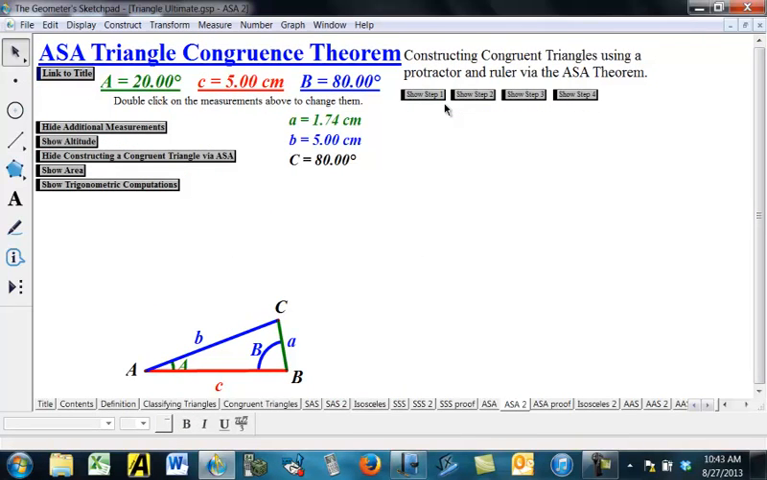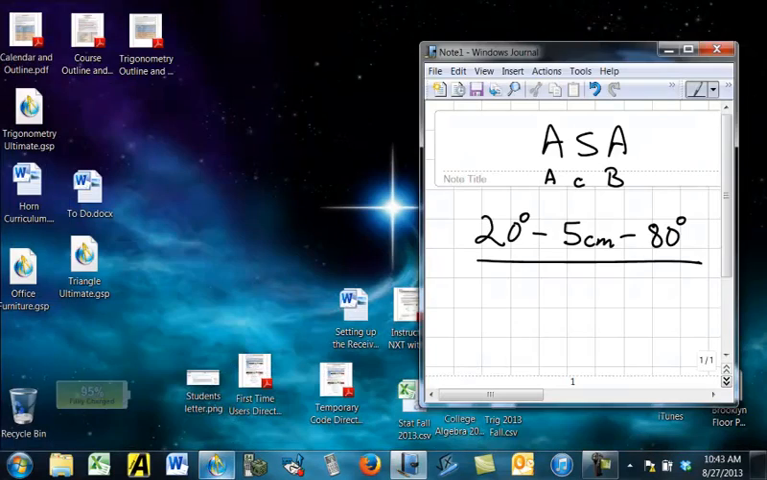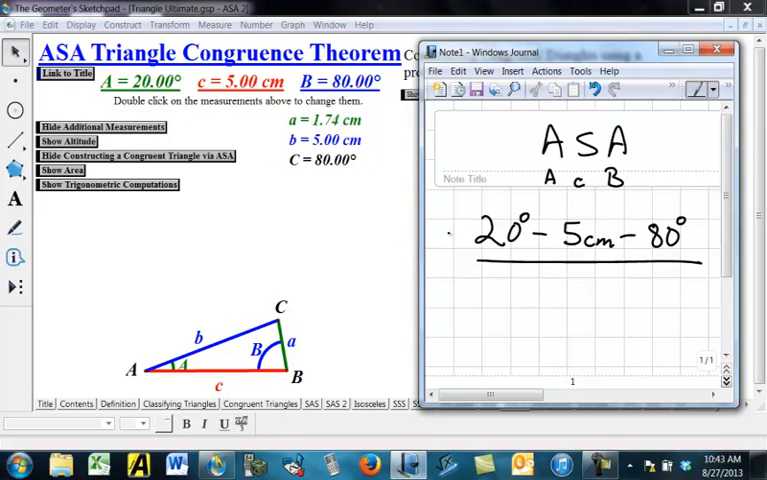Let's try one more. Let's try another one here. So we did that one. Hopefully you got that one right. Let's try another one. 40 degrees, 7 centimeters, and 120 degrees.